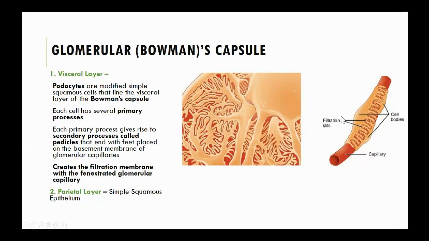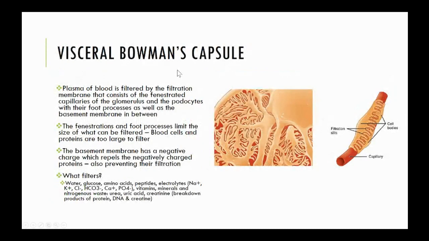capsule. Each cell has several primary processes, and each primary process gives rise to secondary processes that we call pedicles. They end with these feet placed on the basement membrane of the glomerular capillaries, and it creates the filtration membrane, with filtration slits all along this capillary tube. The capillary is a fenestrated glomerular capillary. Remember, fenestrated capillaries have all of these holes in them. And then the parietal layer is a simple squamous epithelium.